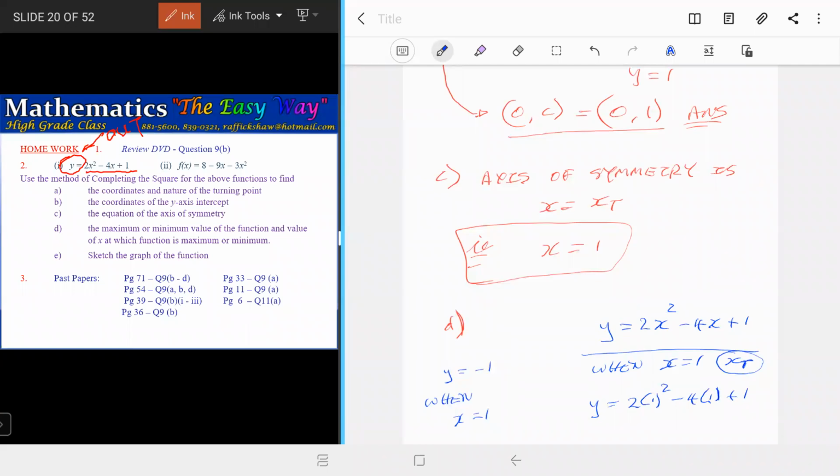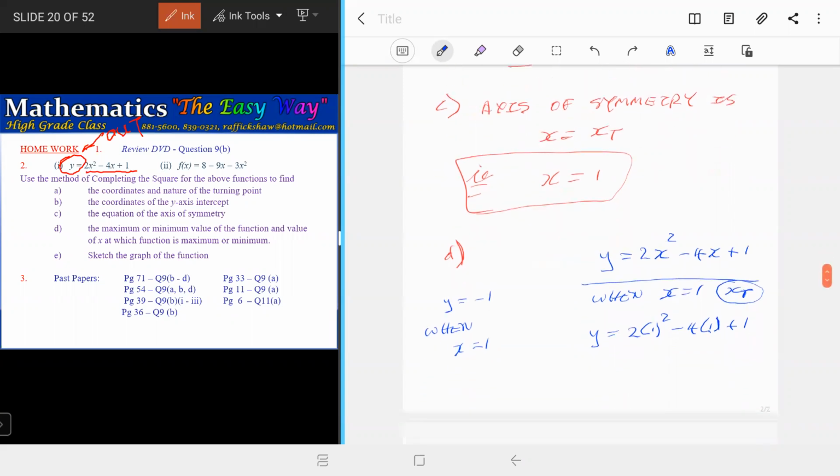Remember, I'm just doing this to prove it. You don't need to do this in a solution. I'm just doing it to prove it this one time. It's just to prove that what I'm saying is true, that when the x value is equal to the xt value, the y value works out to be the yt value. Let's work it out.